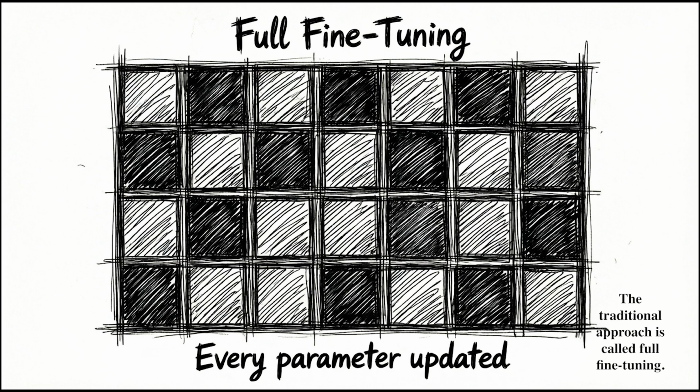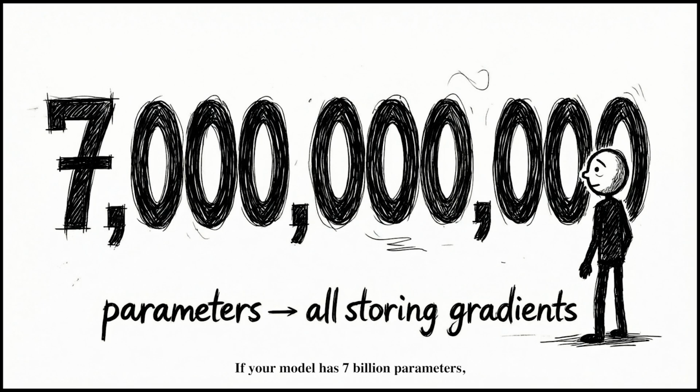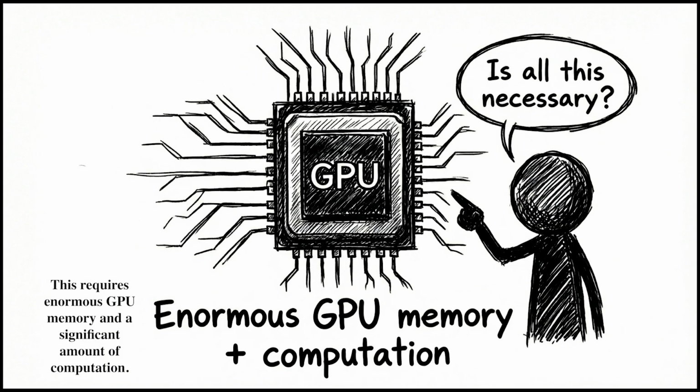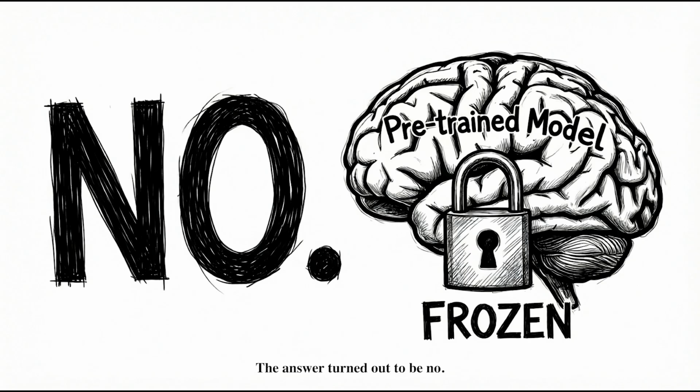The traditional approach is called full fine-tuning. During training, every parameter in the model is updated. If your model has 7 billion parameters, then all 7 billion parameters must store gradients and be optimized. This requires enormous GPU memory and a significant amount of computation. Researchers then ask a simple question: do we really need to update every parameter just to teach the model a new task? The answer turned out to be no.